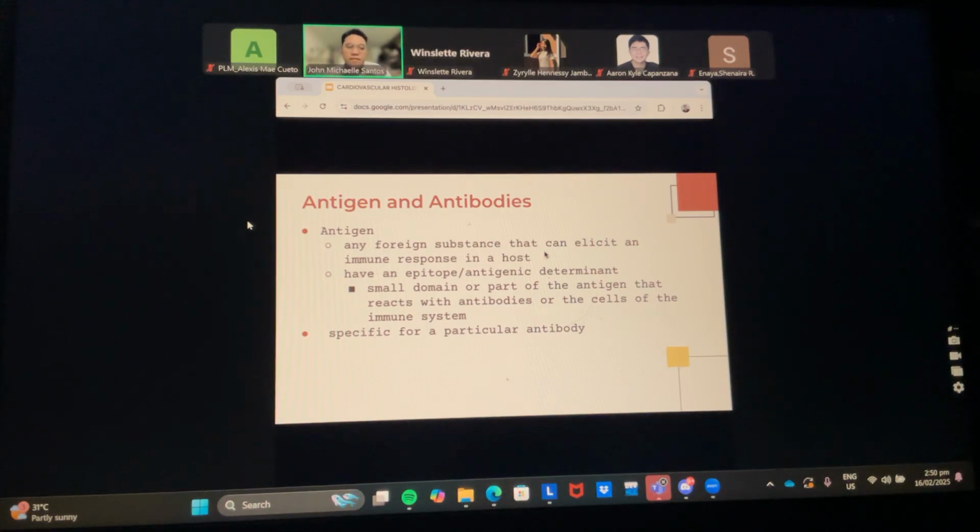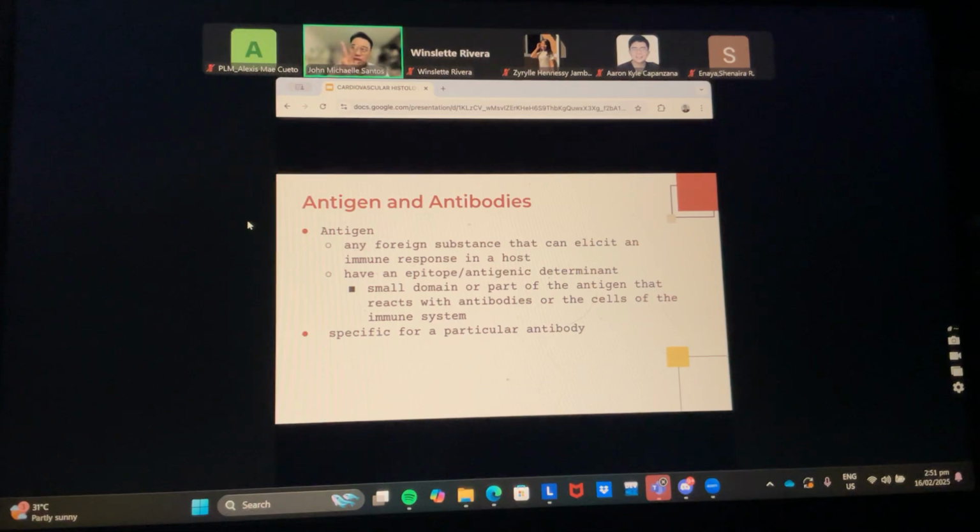Antigens are any foreign substances that can elicit an immune response in the host. You must remember that not all antigens are foreign, because you can have autoimmune diseases where the antigens are your own. Those are your self-antigens. And then you have an epitope or antigenic determinant, which are small domains or parts of the antigen that react with antibodies or cells of the immune system. So these are specific for a particular antibody.